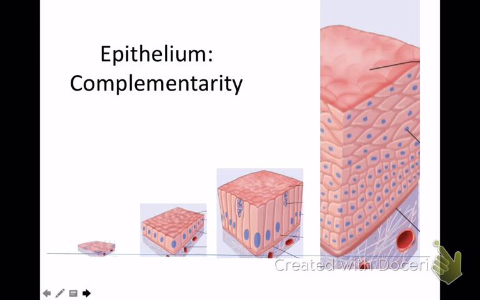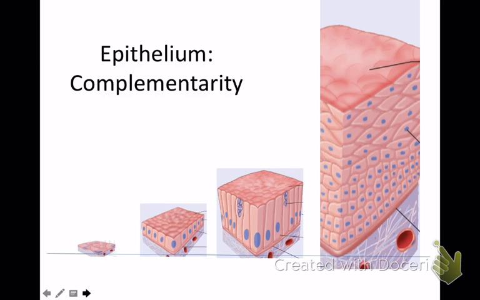Okay, moving back to our idea of complementarity. Where would I put simple cuboidal epithelium? Think back to what you learned in lab. Where do you find simple cuboidal epithelium? You have a lab quiz on this tomorrow, right? I guess kidneys and small ducts, right on. So kidneys and small ducts. Small ducts, not large ducts.